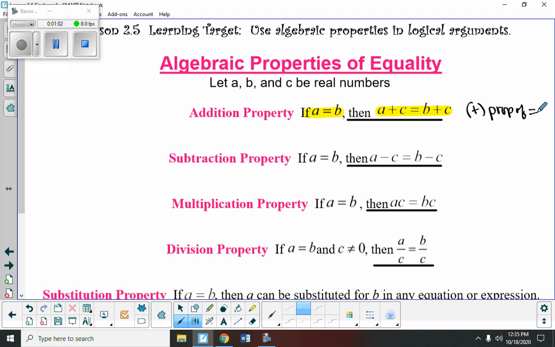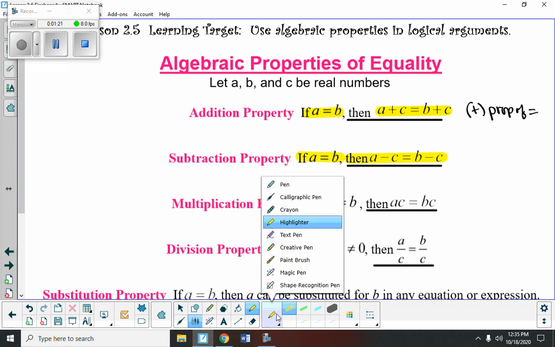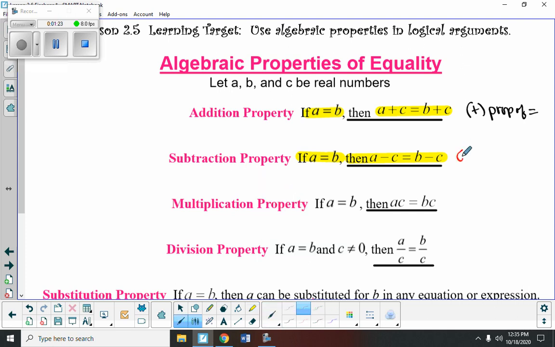The next one is the subtraction property of equality, which says if a is equal to b, then a minus c equals b minus c. So if we have a balanced scale, a on one side, b on the other, and it is equal, if we subtract a certain amount from one side, we also have to subtract a certain amount from the other side to keep it balanced. And so we will call that the subtraction property of equality.